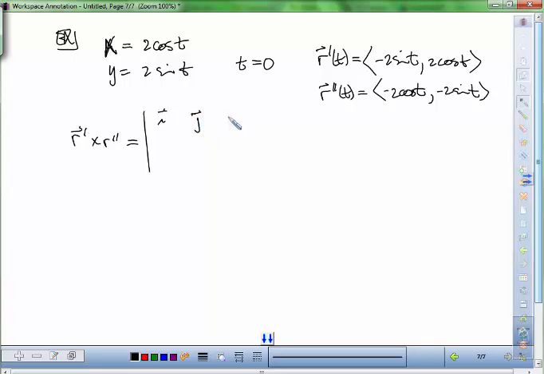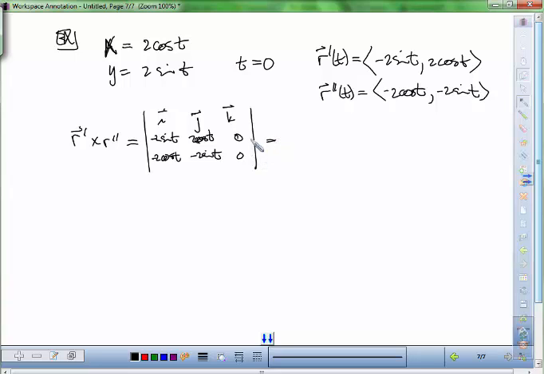I was just going to do it without doing the matrix, but I think it's good to see what happens when you have something 2D crossed. If we put this on the xy plane, this is -2 sine t, 2 cosine t, and your third component is going to be 0. And then this is -2 cosine t, -2 sine t, and your third component is going to be 0.